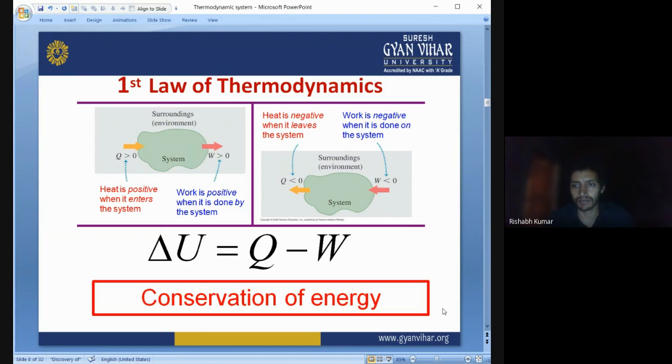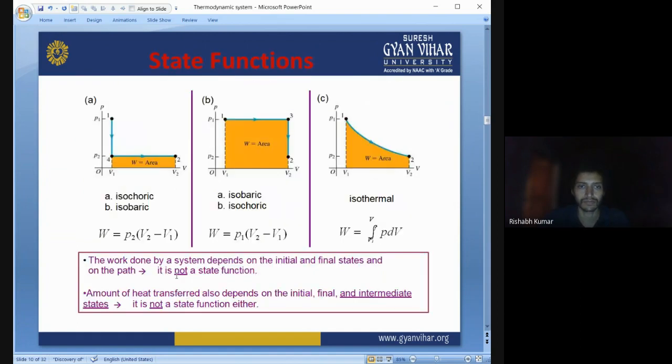Because in doing the work, your system will lose its energy in the form of work, and that energy will be gained by the surroundings. Okay, so this is the equation that we got from the first law of thermodynamics. Then we studied what state functions are: they only depend upon the initial and the final state, right? And do not depend upon the path.